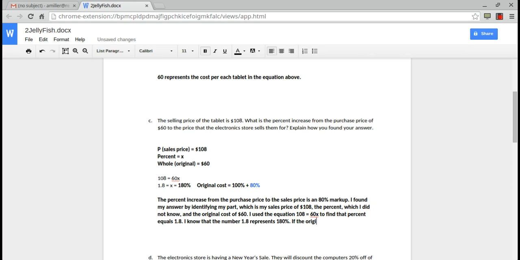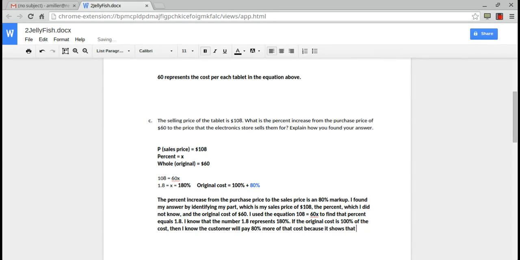If the original cost is 100% of the cost, then I know the consumer or the customer will pay 80% more of that cost because it shows that the customer pays 180%. Something along the lines of that to explain how I got my answer.